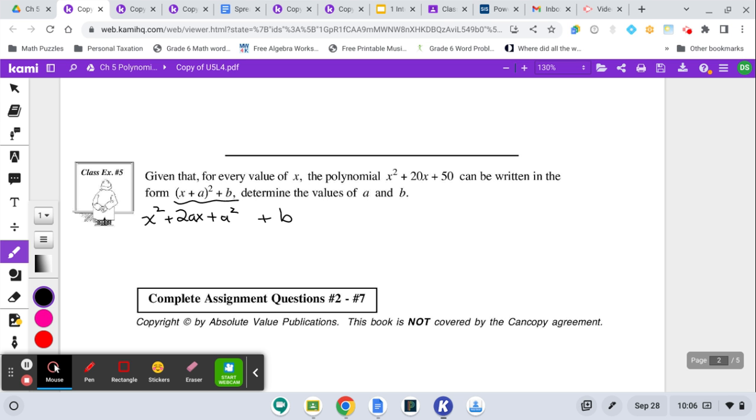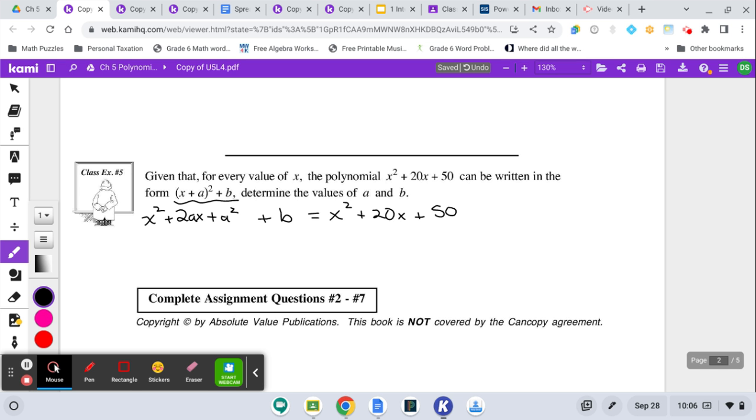Now, look at x squared plus 20x plus 50. Those are supposed to be equivalent, right? This is supposed to be able to be like this. So let's go like this. Ready? Write it down. This is Mrs. Sewell's method. I think it works great. Isn't that supposed to be the same as that? They're supposed to be, so let's make it equal.